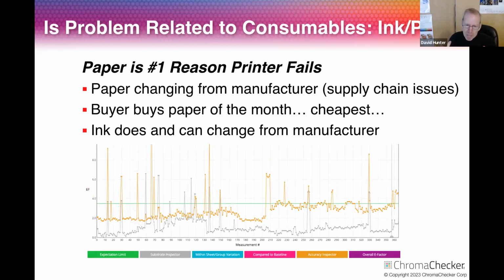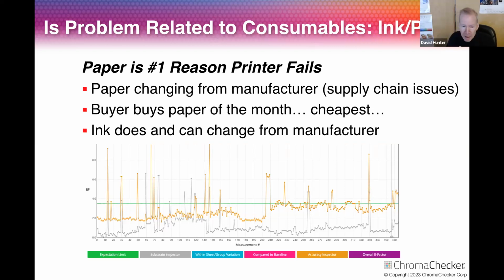The next thing is paper. Paper is the #1 reason why printers fail. And it can be failing because the manufacturer of the paper is giving you paper that's different from the paper they gave you last week. It could be your print buyer, your paper buyer at your company is always looking for the special of the week. And so the paper that you're getting is moving all over the place, and management doesn't understand that paper is the 5th color in 4-color printing. And if the paper's not consistent, the print's not going to be consistent.